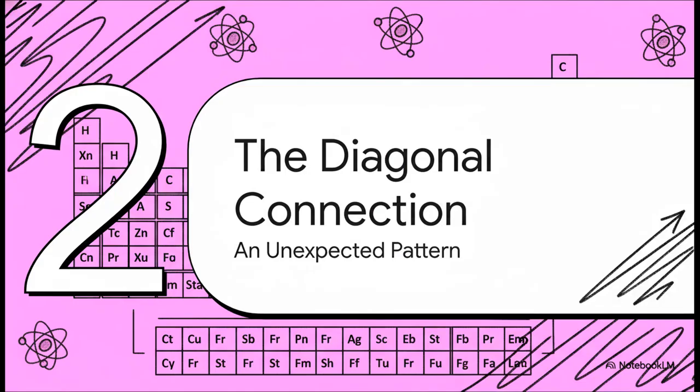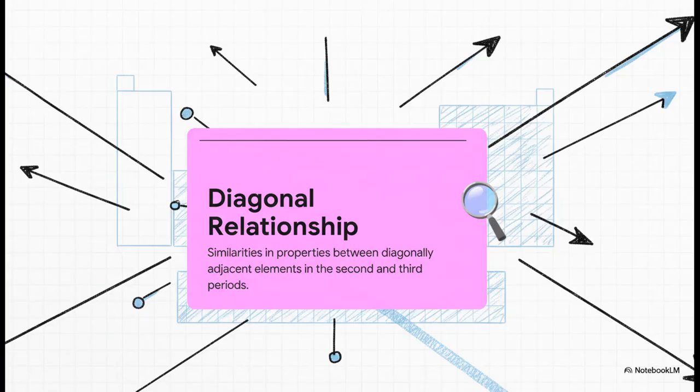Well, the answer isn't where you'd expect. It's not found by going up or down the table. Nope, you have to cut across it, diagonally. And this strange, unexpected pattern, it actually has a name. It's called the diagonal relationship. And listen, this isn't just some random coincidence or a fluke. It's a real, predictable pattern, and it specifically connects elements in the second and third periods of the table. This diagonal line is the hidden logic we've been searching for.